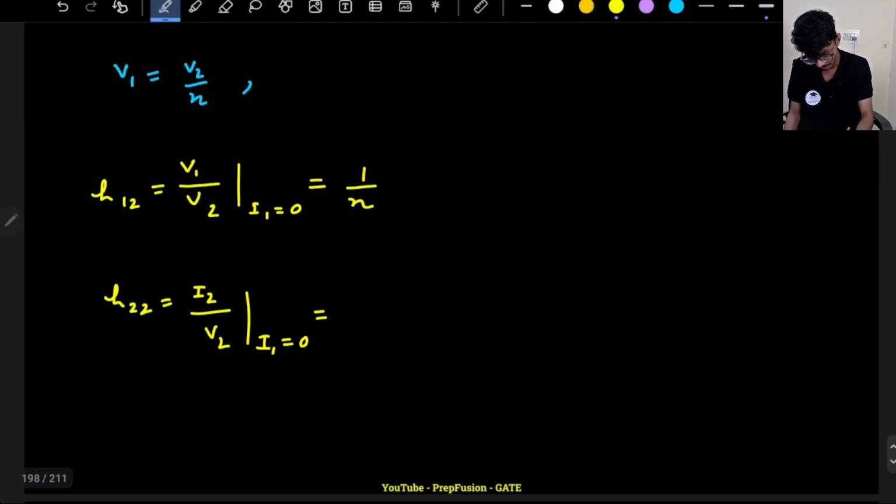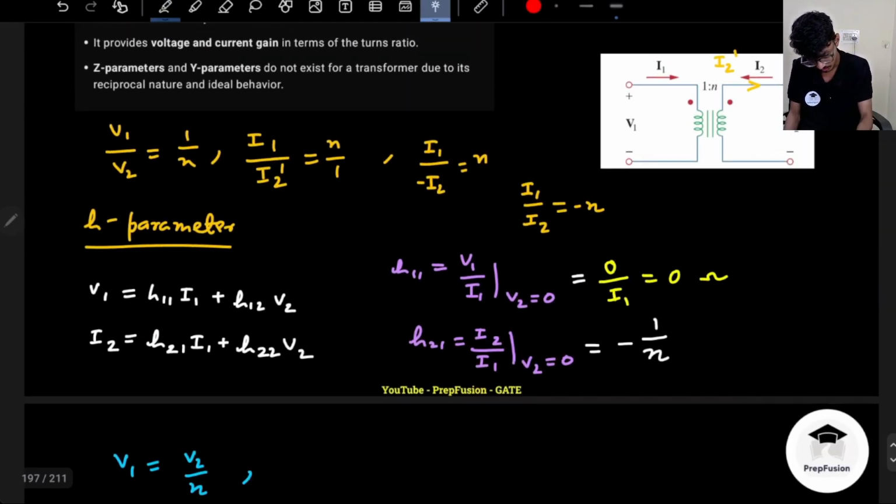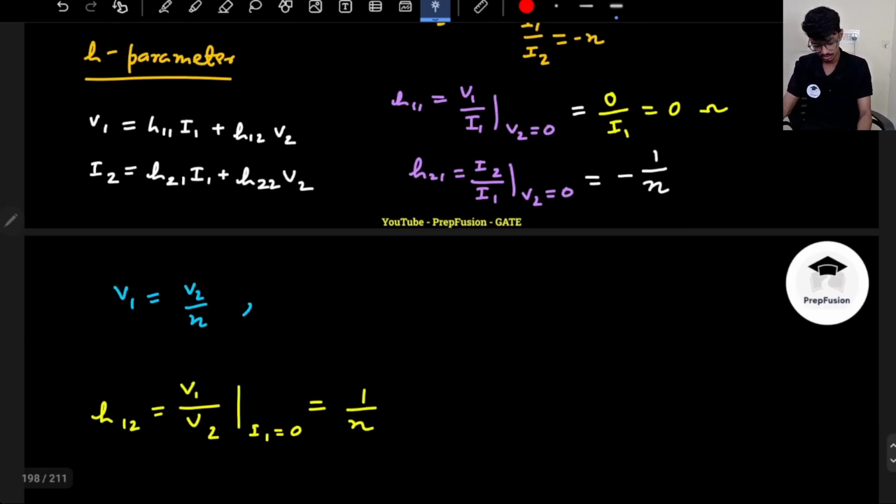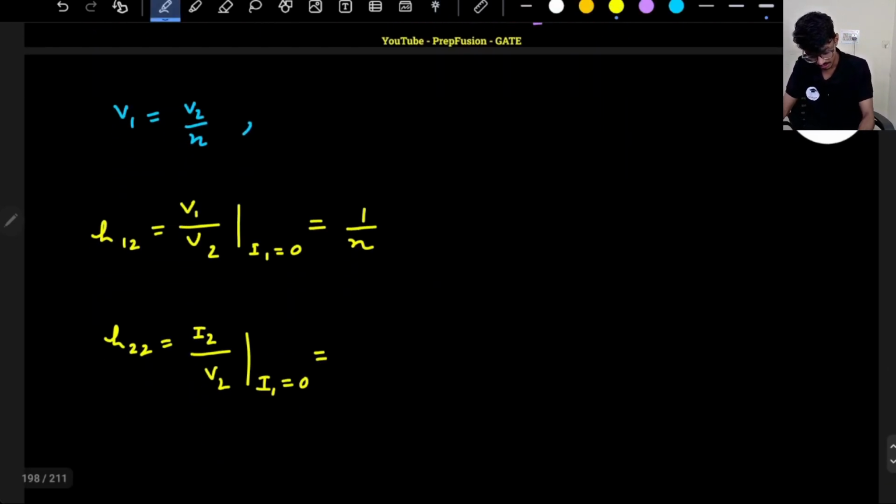So if I1 is 0, then I2 will also be 0. Same reason as voltage. So it will be 0 upon any non-zero number, since V2 will be any non-zero number. So what will happen is this will ultimately be 0.